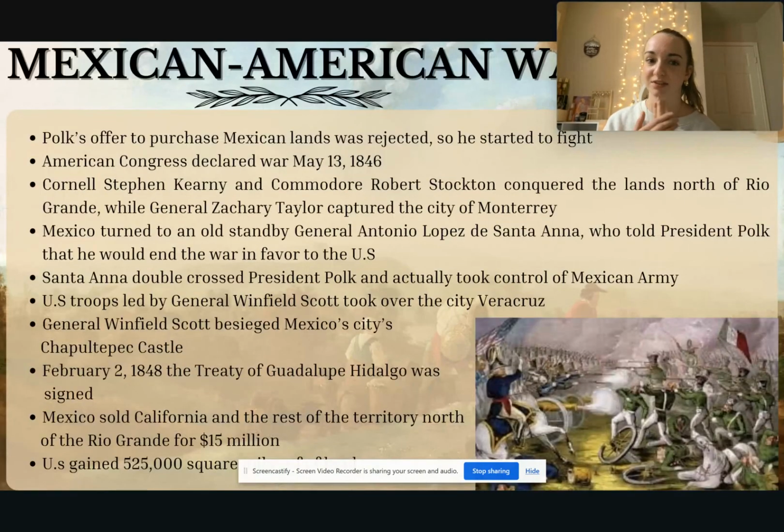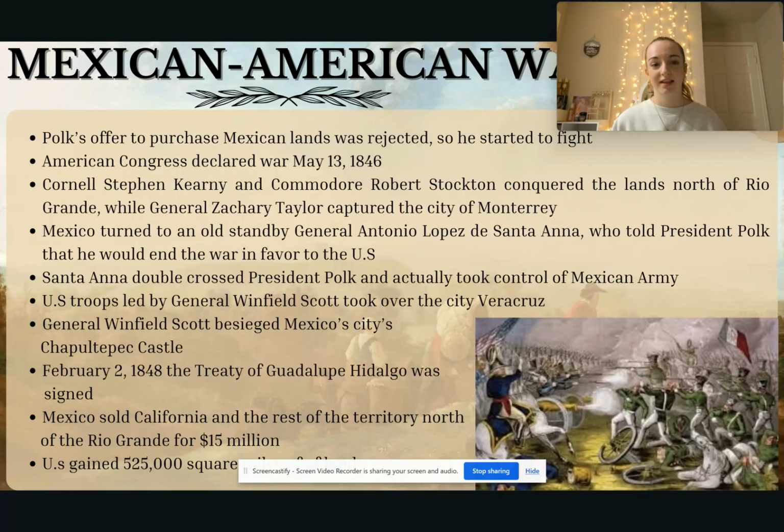Annexing Texas was not easy at all. There was an entire war called the Mexican-American War, which basically Mexico stated that if America tried to annex Texas, that they would go to war. And then President Polk decided to annex Texas, but also President Polk offered to buy California, New Mexico, and basically all of what today is southwestern America.